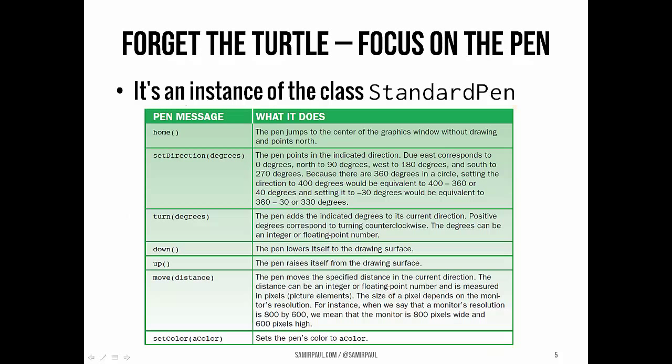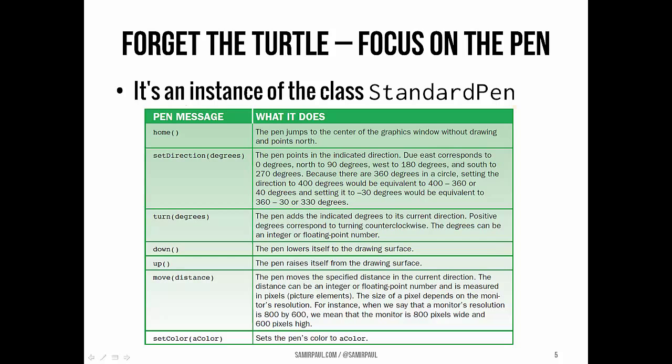Now we actually won't think in terms of the turtle itself. We'll just focus on the pen tied to its tail. And that pen is an instance of the class StandardPen. Later we'll encounter some other types of pens, but for now this is the one we'll work with. And we draw in a window, and we command a pen by calling methods that belong to the StandardPen class. Here you can see a bunch of them.